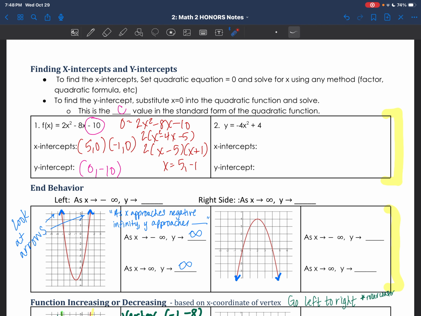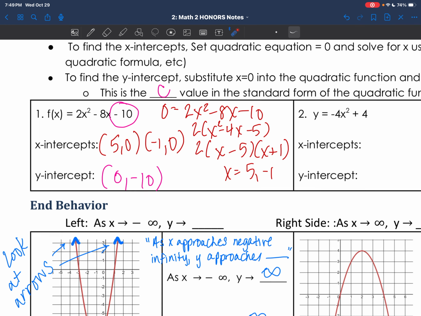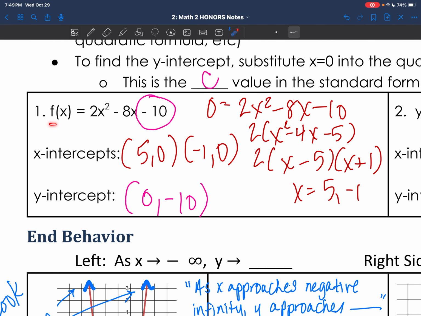If it's in standard form, it's whatever your c value is. So you would just put that in. If not, then you would go ahead and make x 0 and substitute it into the equation to find whatever y or f of x is. So let's look here. I have f of x equals 2x squared minus 8x minus 10.